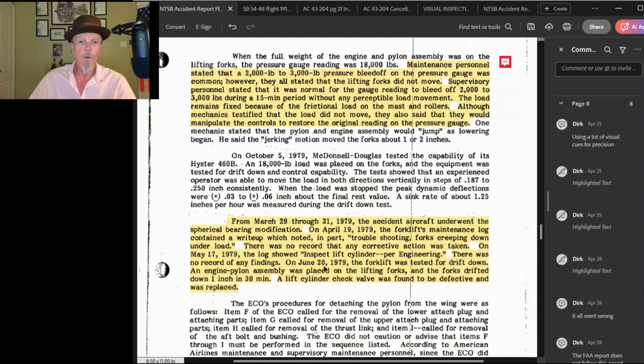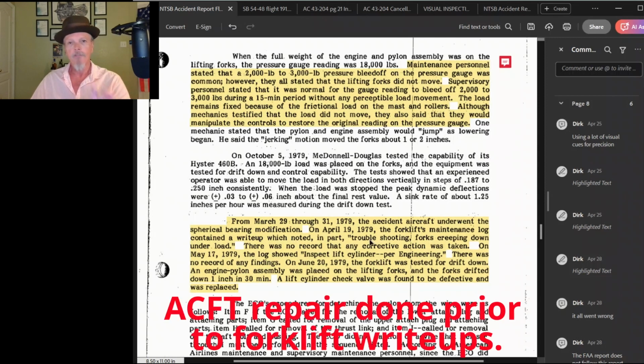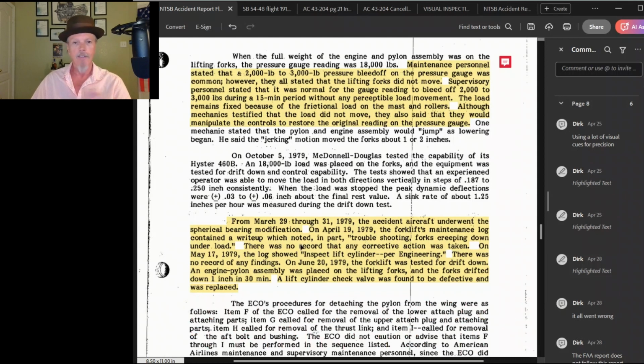On June 20th, 1979, the forklift was tested for drift down. An engine pylon assembly was placed on the lifting forks, and the forks drifted down 1 inch in 30 minutes. A lift cylinder check was found to be defective. So there were write-ups on this forklift prior to them using it on this accident aircraft. And nothing was done. They said they didn't find anything and they didn't fix anything.